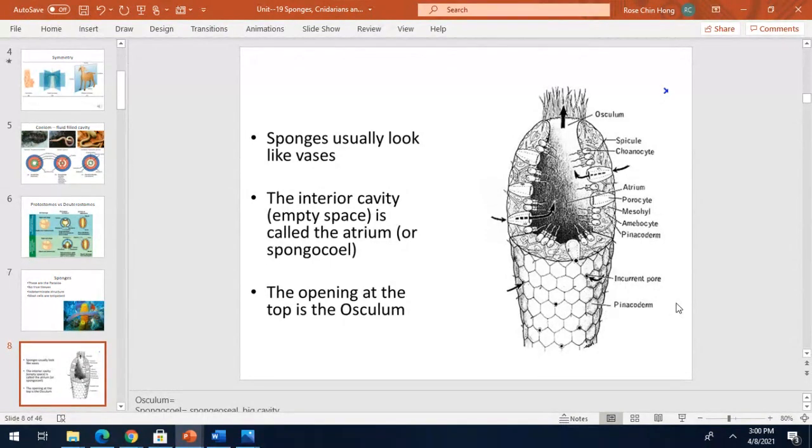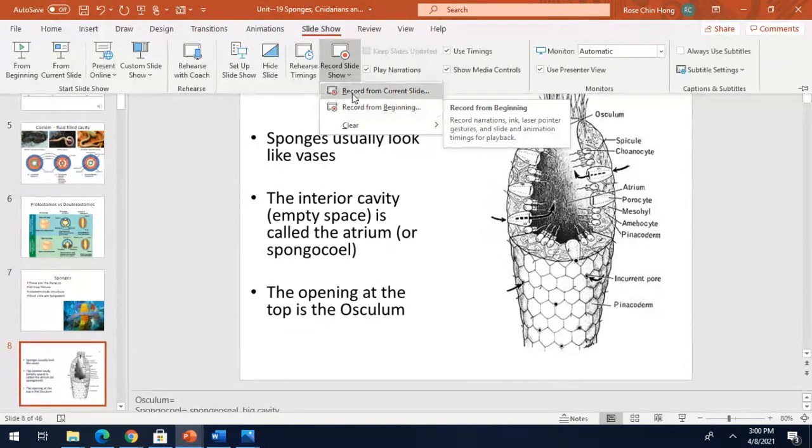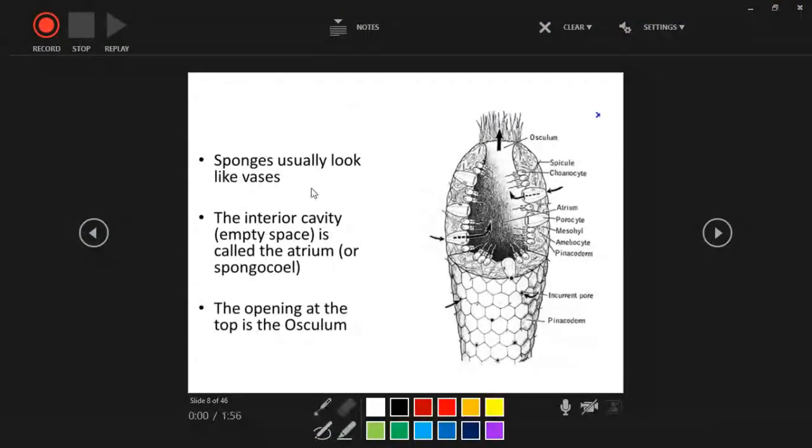Now, what happens? Why do they call it pore animals? They have these special pores that are called porocytes. This word here, porocyte. Let me see if I can do the slideshow here again, on the current slide.